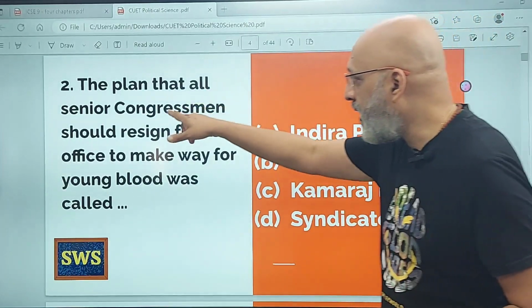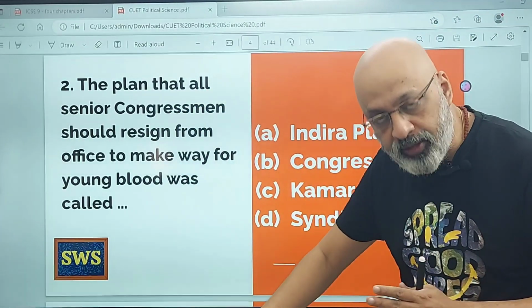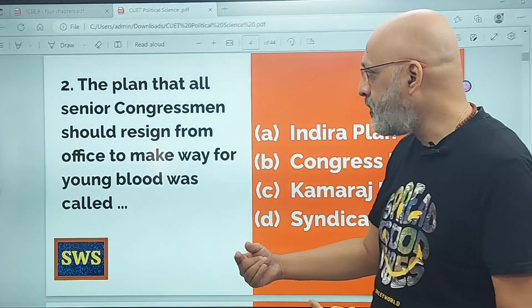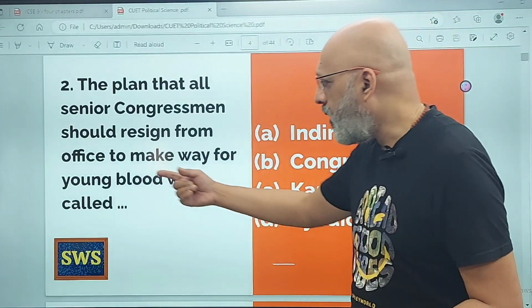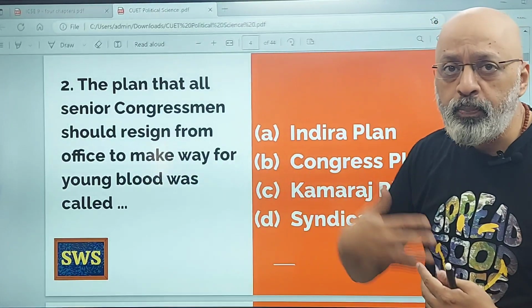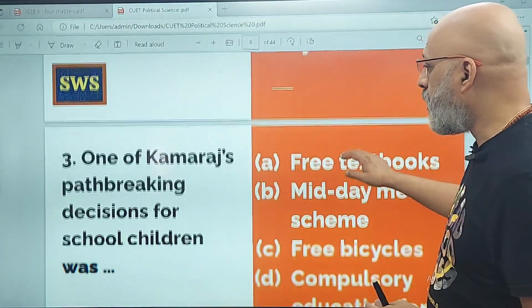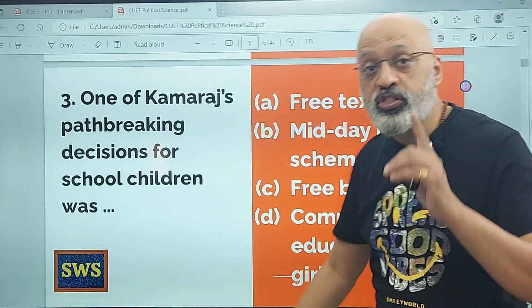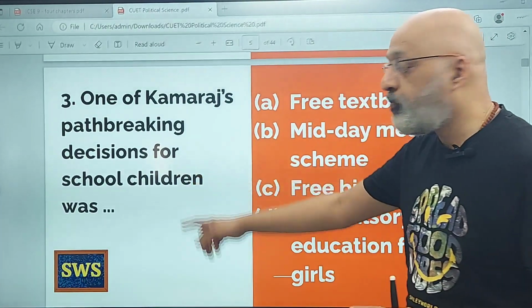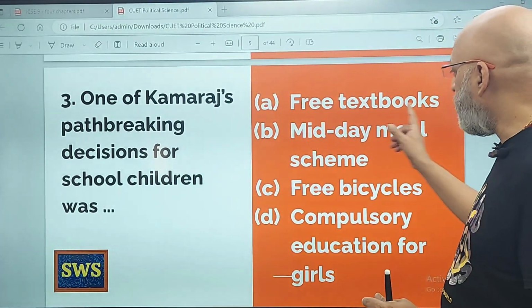So here the plan was that all the senior Congressmen should quit and work for the party, and allow more young people to come in. That was called the Kamraj Plan. One of Kamraj's path-breaking decisions as the Chief Minister of Tamil Nadu for school children was free textbooks.